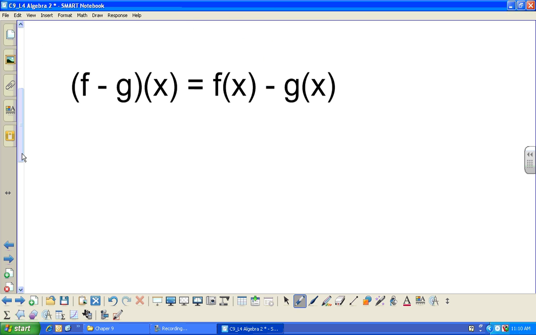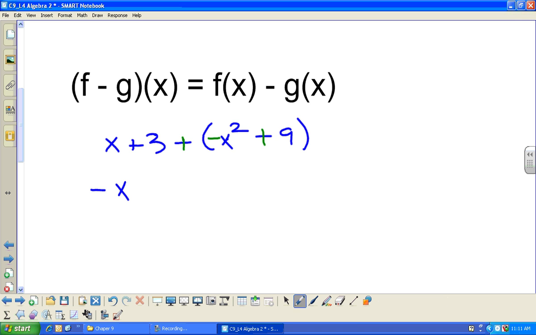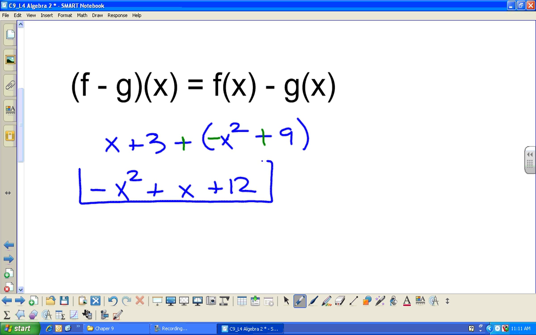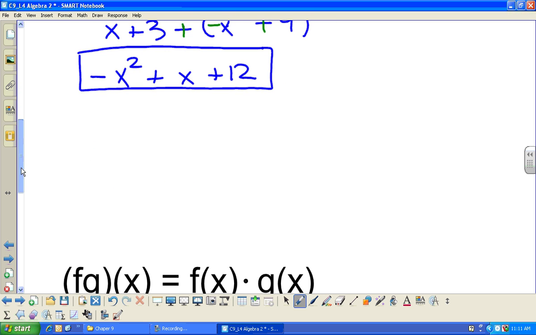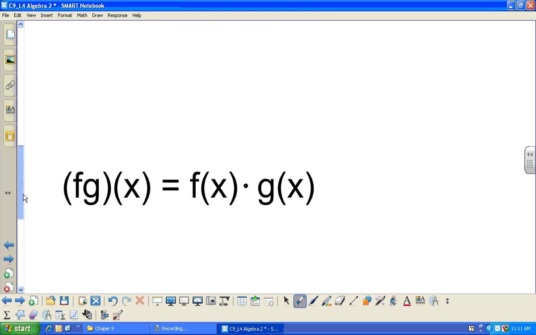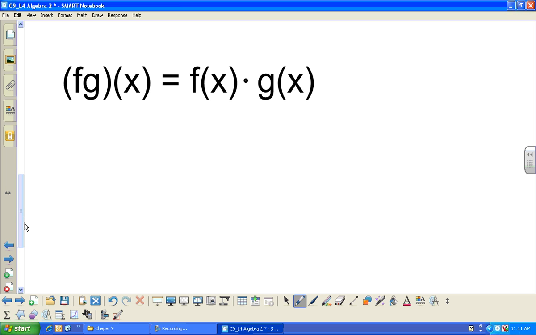And then I'm going to have the function of f minus the function of g. I have to distribute my negative sign and combine my like terms. Again, write your answer in standard form. Standard form meaning the highest power first.